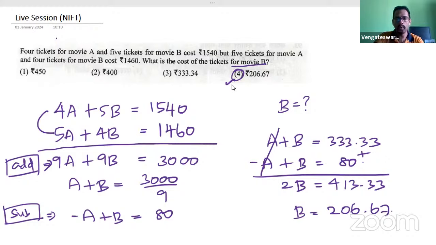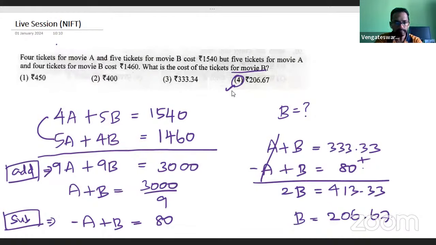Yes. Hope it should be clear. Please check the steps once. Right. Fine. All right. Let's try another question. Some other question.